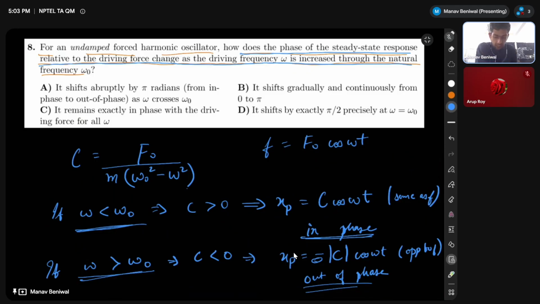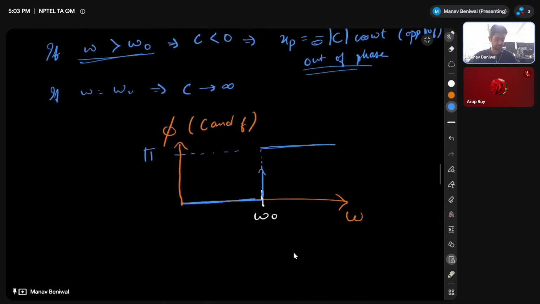So if we look at option A, it shifts abruptly by pi radians as omega crosses omega naught. Yeah, so this is exactly what we see. It shifts gradually and continuously from 0 to pi. So this is wrong. It remains exactly in phase. This is also wrong. And it shifts exactly pi by 2 precisely at omega equals omega naught. This is also wrong. So the correct option is option A. That is the correct option.